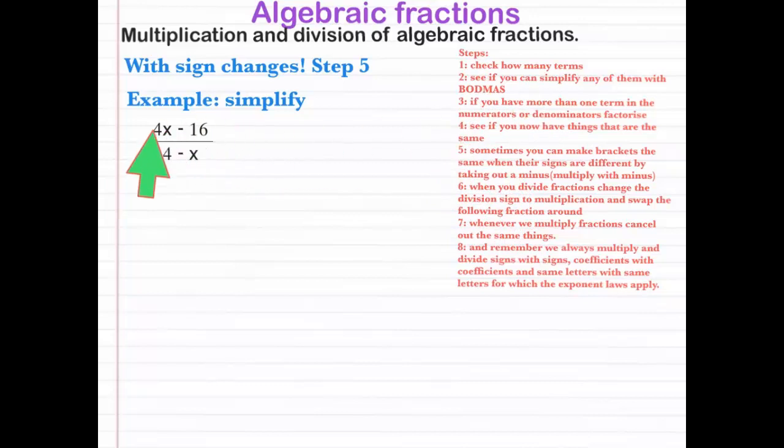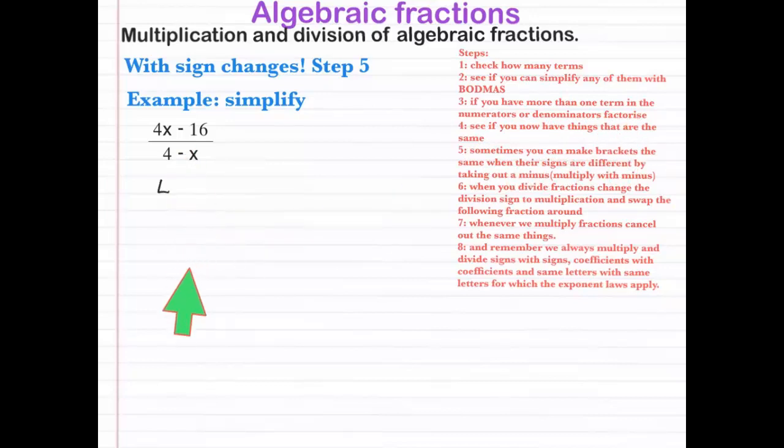Check how many terms there are. There's one term in the sum, okay? See if you can simplify with BODMAS. Well, no, because if you have more than one term in the numerators or denominators, I couldn't add or subtract. I want to take the numerators and the denominators and factorize them. So let's start by factorizing.